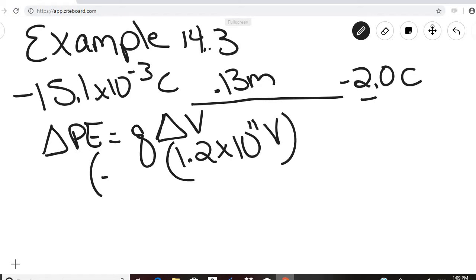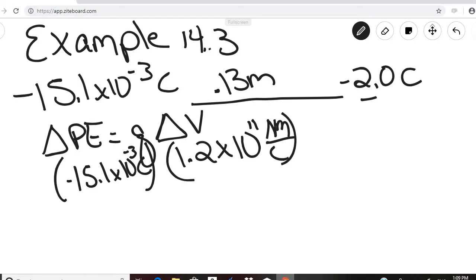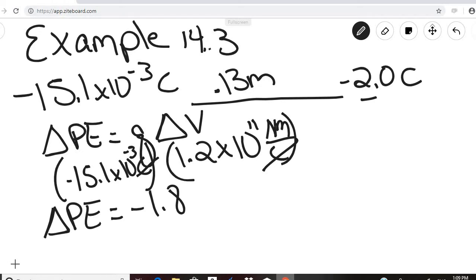Negative 15.1 times 10 to the negative 3 coulombs. Okay, and let's go ahead and change this volt to a Newton meter over a coulomb so you can see the coulombs cancel. So the change in potential energy is equal to negative, so a negative times a positive is negative. So it's 1.8 times 10 to the 9th joules.